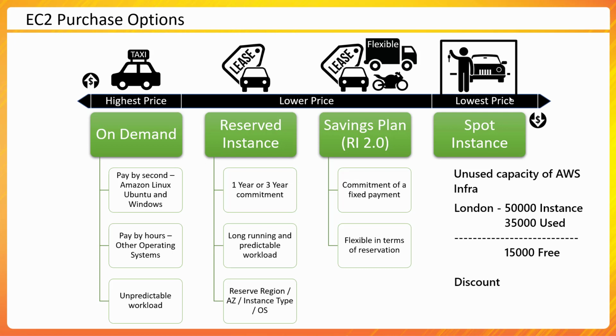You just have to worry about the fuel cost and maybe some toll taxes if you are going to those places, but it is still a much cheaper way of running things than a taxi or lease. So that is spot instances. This is purely based on supply and demand of the available resources, right?